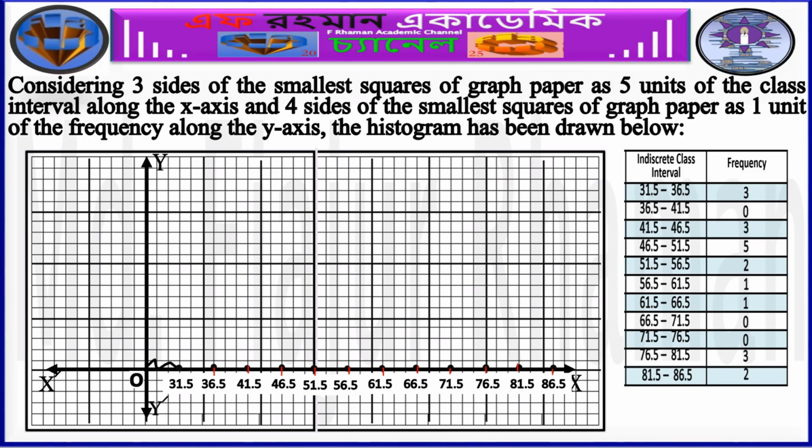Since 1 unit of the frequency is equal to 4 smallest squares, we should write 1 after the 4 smallest squares from the origin along the upper direction of the y-axis, and 2 after the 8 smallest squares from the origin along the upper side of the y-axis. In this way, we should write 3, 4, and 5. 5 is the highest frequency, of the class interval 46.5 to 51.5.